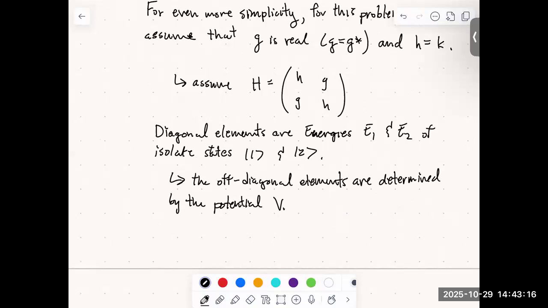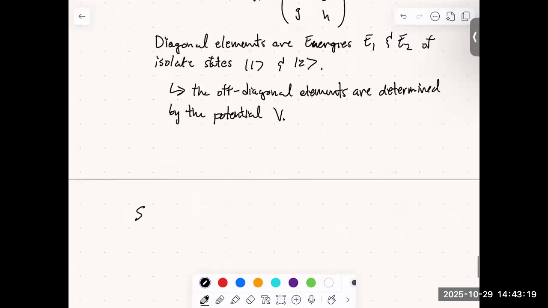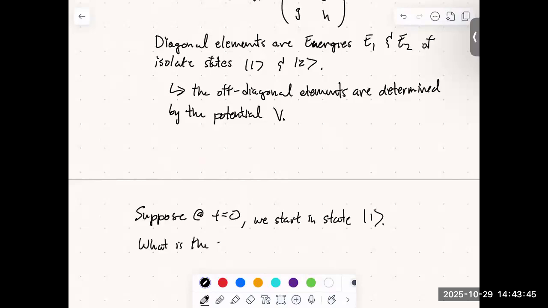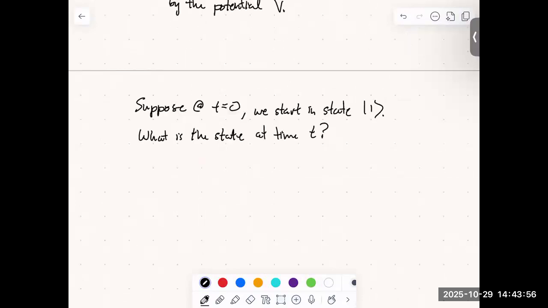And so what we're going to do is we're going to suppose at t equals 0, we start in state 1. Okay, so somebody has arranged the system for us and they said, okay, here you go, I'm going to start a stopwatch. I've set up your system, so you're in state 1. And the question is, what is the state of the system at some later time? Okay, so what we'll do is we'll start.